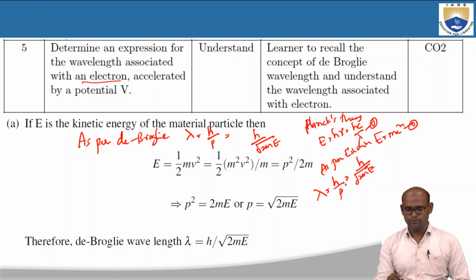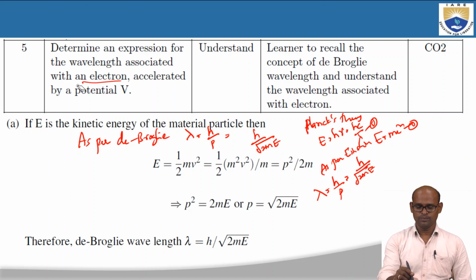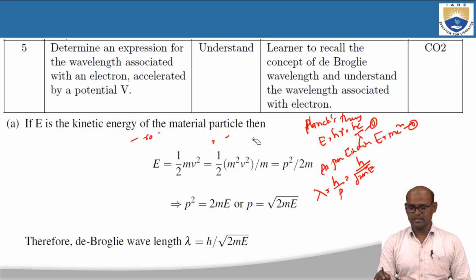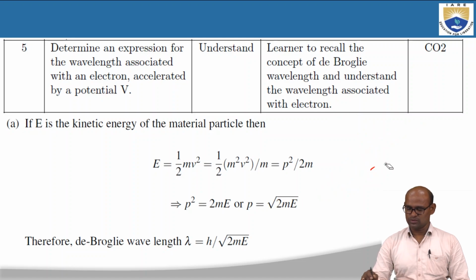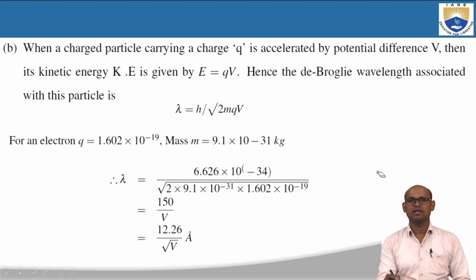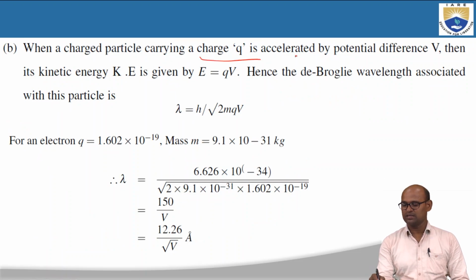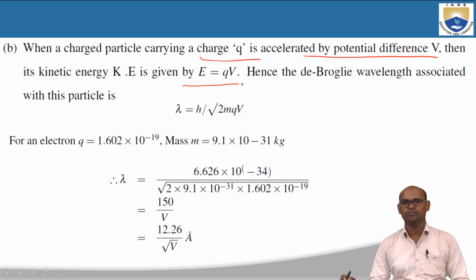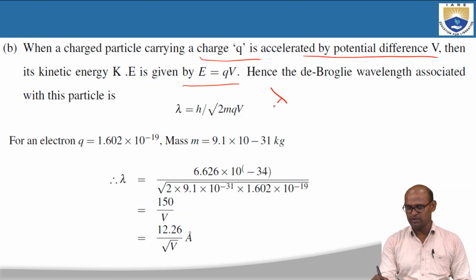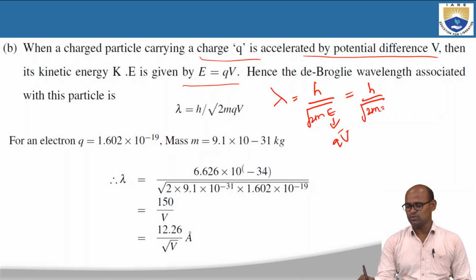Now, if the particle is a charged particle, then I can write down the kinetic energy in terms of potential. When a charged particle carrying charge q is accelerated by potential V, then the kinetic energy is given by E is equal to q into V. So then the de Broglie wavelength lambda is h by square root 2mE. This kinetic energy is now defined as qV. So that will be h by square root 2mqV.